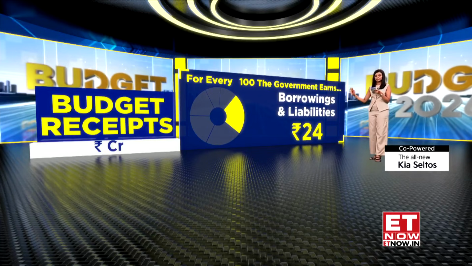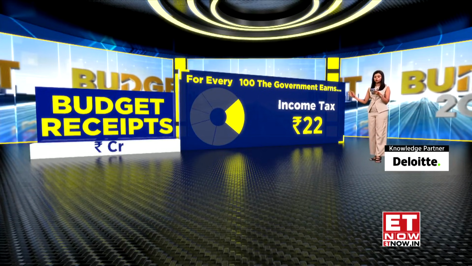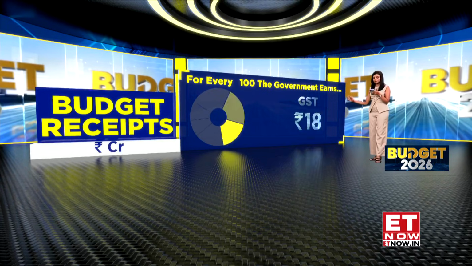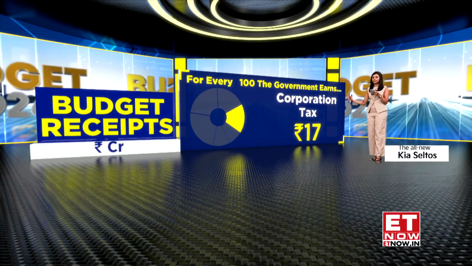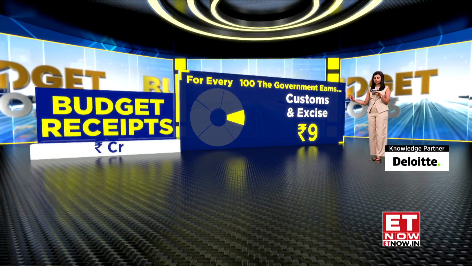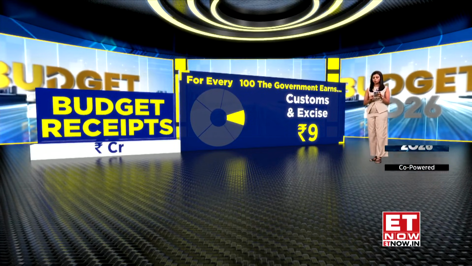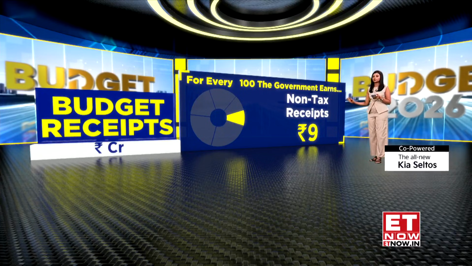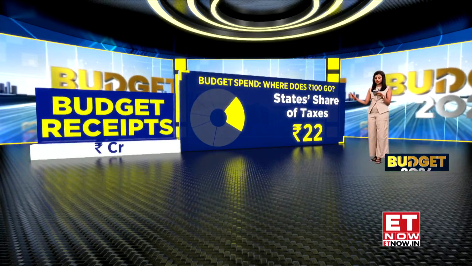comes from borrowings and liabilities, 22 rupees is contributed by income tax, 18 rupees comes from GST, 17 rupees comes from corporation tax, 9 rupees comes from customs and excise duties, another 9 rupees comes from non-tax receipts, and the last 1 rupee comes from non-debt capital receipts. That makes up a pie of about 100 rupees of the government's income.